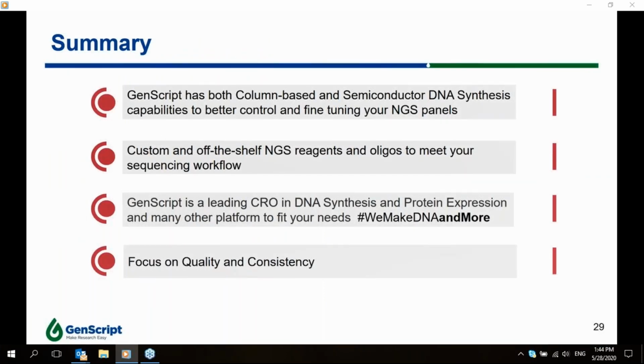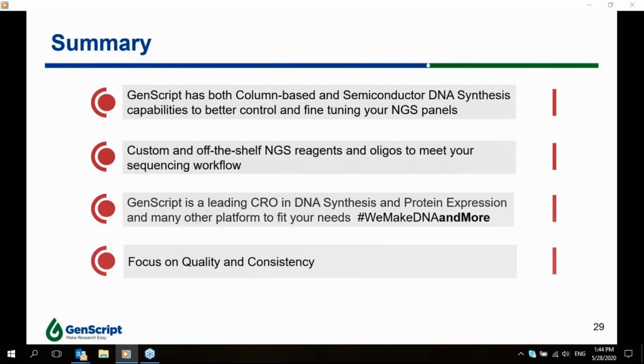So that'll be all I have for my webinar. To quickly summarize, GenScript has both column and semiconductor DNA synthesis capabilities to better control and fine-tune your NGS panels. And GenScript offers custom and off-the-shelf NGS reagents and oligos to meet any of your sequencing application requirements and workflow. And please check out other offerings GenScript has, including more services enabled by our semiconductor technologies.